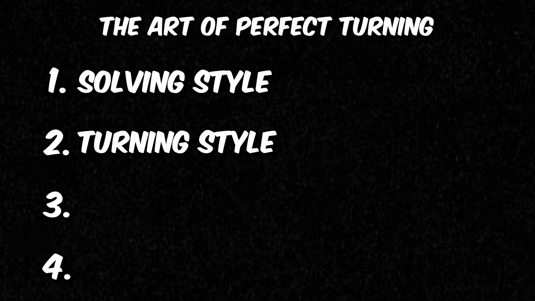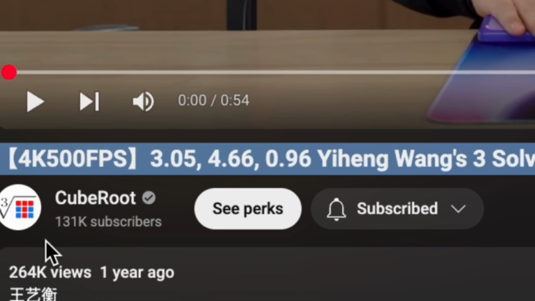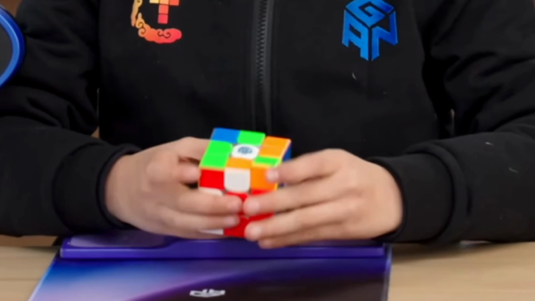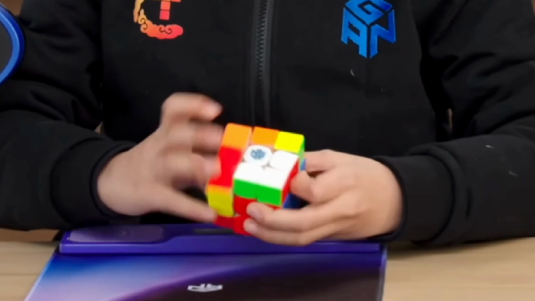But of course, with a good turning style, you have to have a good cube, which is the third thing. When looking at Yiheng's cubes, his cubes are super, super loose. If you look at high quality footage of Yiheng's solves and watch it back at 0.25 speed, you'll notice his cubes look like they're almost falling apart.